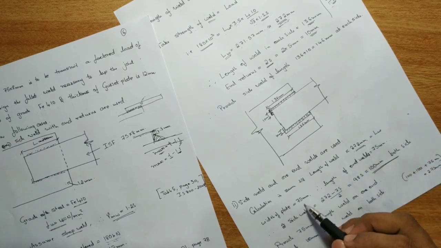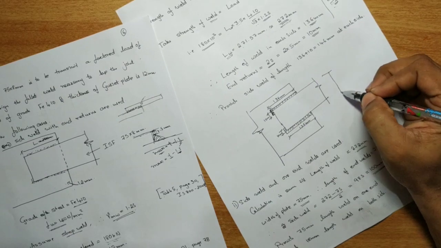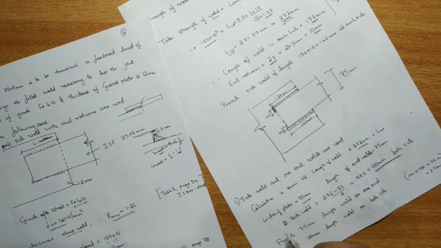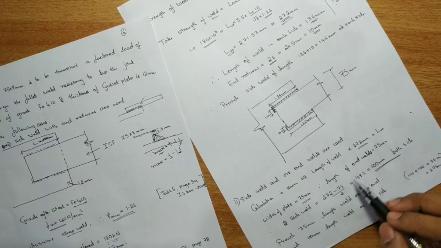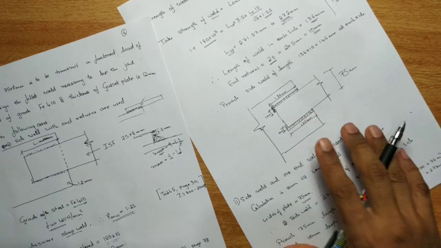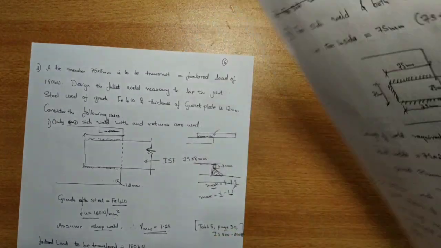So the width of the plate is given as 75 mm. This is given as 75 mm. So if it is 75 mm, how much does the side weld become? Anyhow, you need to provide the side weld. I think no, it is not here.